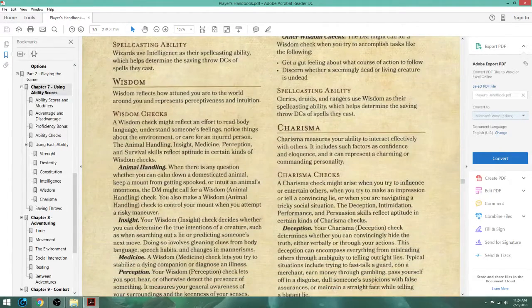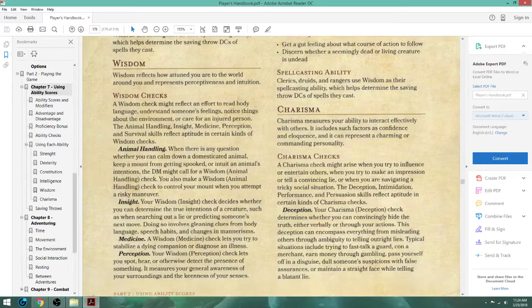Now, Wisdom. Wisdom is really interesting. Wisdom is more about your natural skills that reflect on yourself and your feelings and your noticing of environments. Animal handling is exactly how it is. If a horse is spooked, or if you see a domesticated animal and you're trying to calm it down, if you're trying to read what the animal is feeling, if it looks scared, if it looks happy, usually use an animal handling check. Also, if you're riding an animal, such as a horse, you actually do an animal handling check.